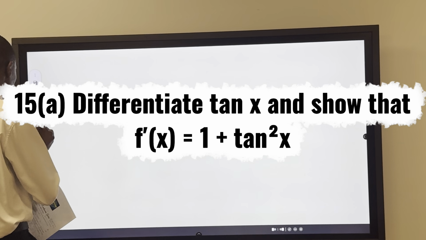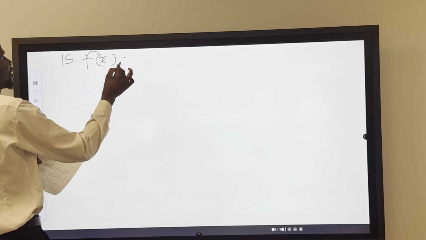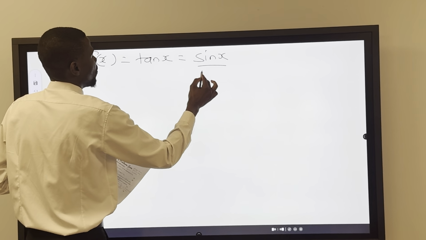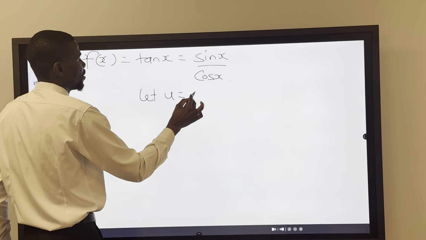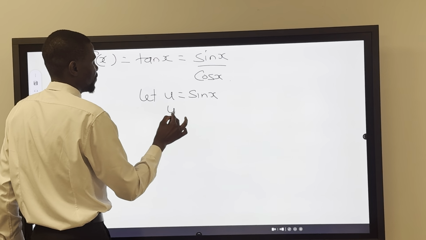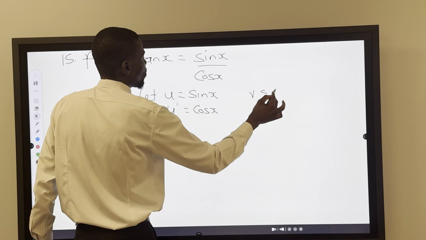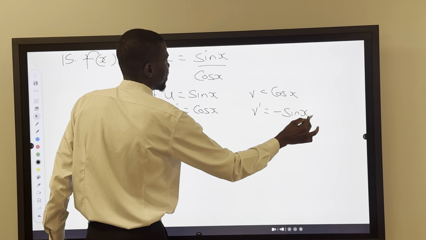All right. We are told that we have to express tan x. So here, this is number 15, f of x equal to tan x, which is equal to sine x over cosine x. So we are going to let u equal sine x. If we differentiate u, we get cos x. Then v equal to cos x. If we differentiate that, we get negative sine x.